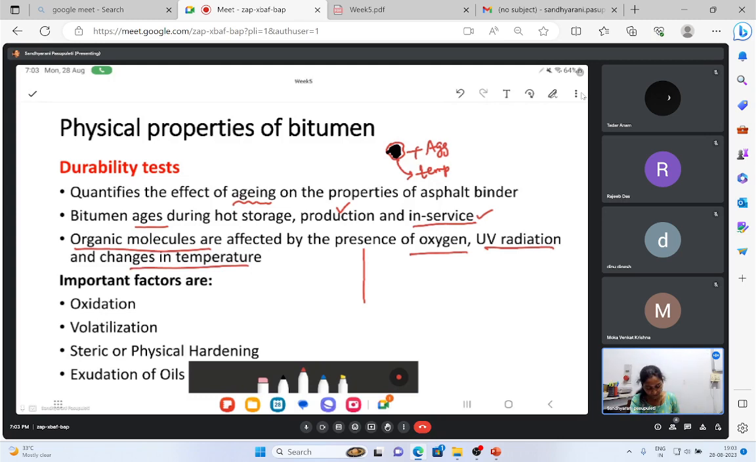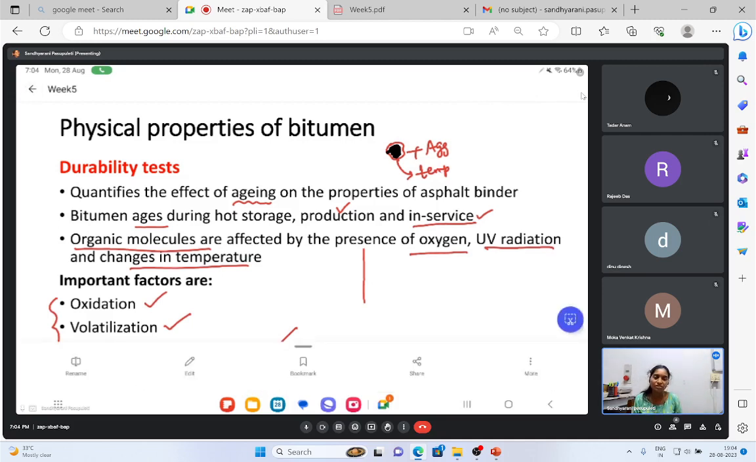Though there are more than 15 factors that can affect aging, not each factor is very important. So we would be considering only a few factors, let us say four. One is oxidation, which is the reaction with oxygen. Another is volatilization. This happens when we expose the bitumen to higher temperatures, and the oils or lower molecular weight compounds will be evaporated. The third is steric or physical hardening, which actually happens at ambient temperature. And the fourth is the exudation of oils. These are the four we will briefly discuss, and then we will see a few questions based on these concepts.